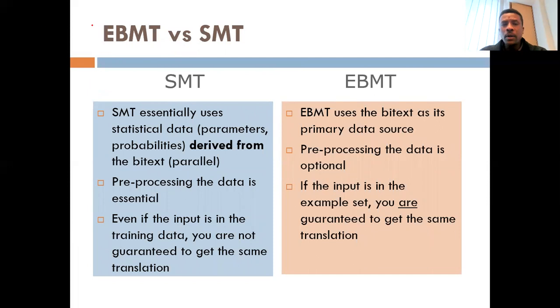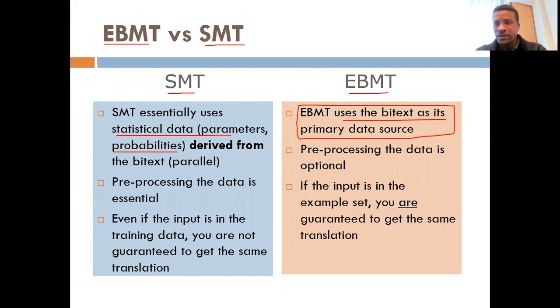If you compare example-based machine translation with statistical machine translation, we have three basic parameters, and these three are very important. In statistical machine translation, the statistical data, parameters or probabilities are calculated from the bytext. From the parallel corpus you calculate a probability score, then you don't need the bytext. But in example-based machine translation, since the input is always compared with the database, it uses the bytext as a primary data source, because it does string matching. The other property is that in statistical machine translation, pre-processing is very essential: stemming, part-of-speech tagging to calculate additional probabilities, and removing noise. But in example-based machine translation, since we do string matching, it is optional.